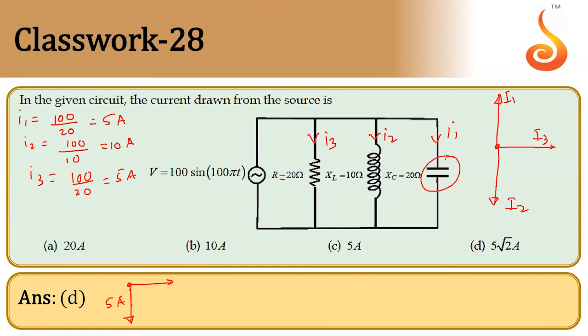And this is also 5. I3 is also 5 ampere. So the net of these two, when there are two vectors at an angle of 90 degrees, the net of those two is 5 root 2 ampere. So I net will be 5 root 2 ampere.